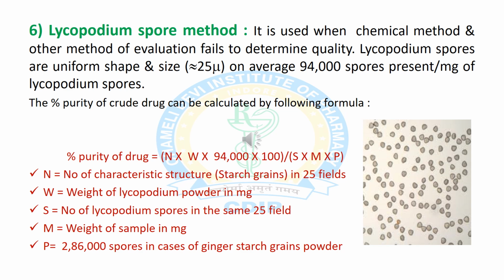The percentage purity of crude drug can be calculated by the following formula. N multiplied by W multiplied by 94,000 multiplied by 100 upon S multiplied by M multiplied by P, where N is the number of characteristic structures or starch grains in 25 fields. W is the weight of Lycopodium powder in milligram. S is number of Lycopodium spores in the same field, and M is the weight of the sample in milligram, and P is the number of particles per milligram; in starch grains of ginger about 2,86,000 are present.